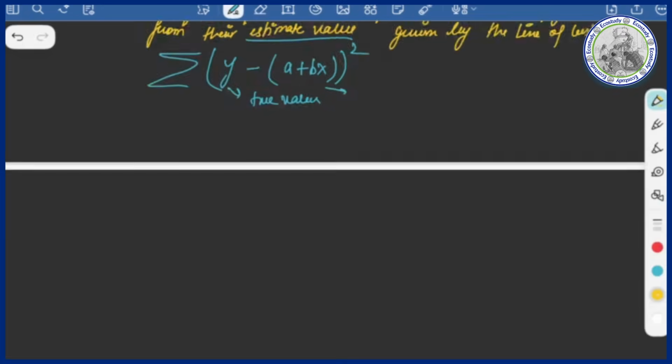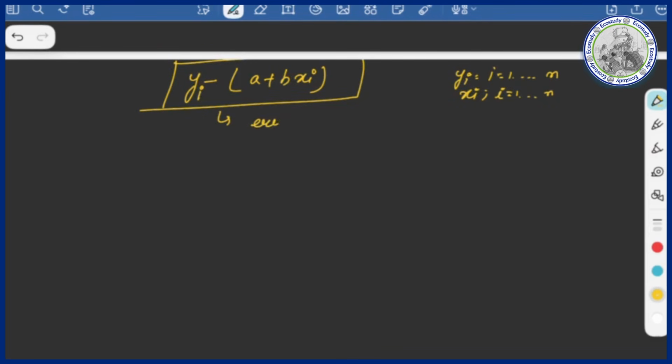Okay, let's go. So we have yi minus (a plus b xi), where i is equal to 1 to n, n is the number of points, and xi, yi are the data points. So what does it mean? What do we call it? We call it the error of estimate, or the residuals of y.